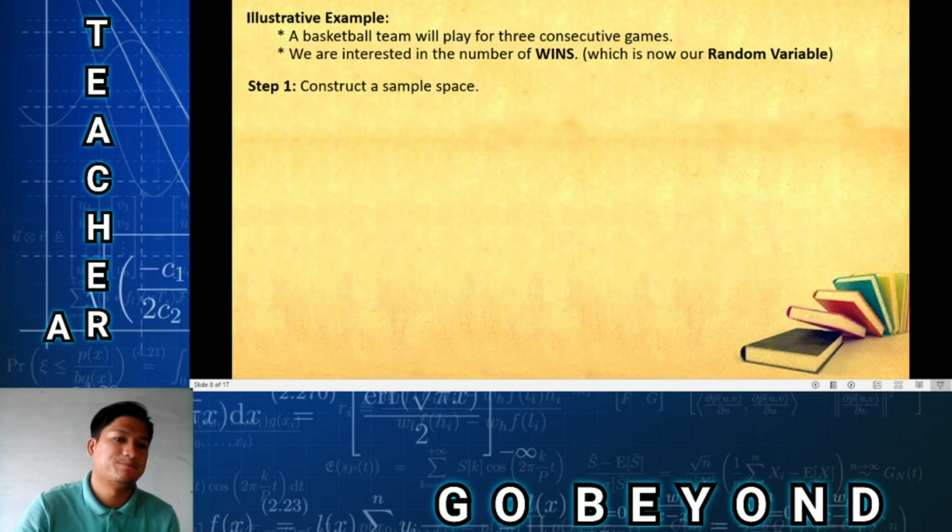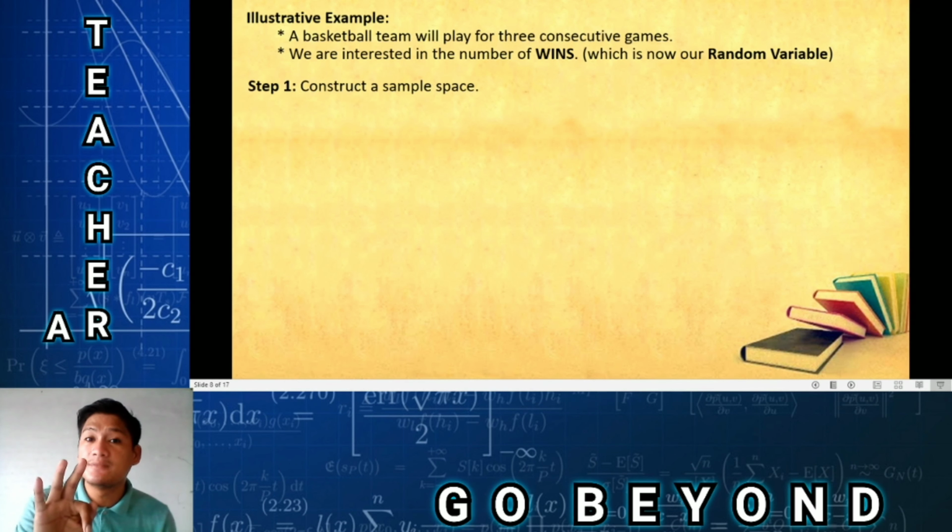So step 1, construct a sample space. Again, what is a sample space? It is a set of all possible outcomes. Lahat ng resulta after you played the 3 games. We need to list all the results after playing the 3 games. So, let's start. After the 3 games, what may be the possible result?